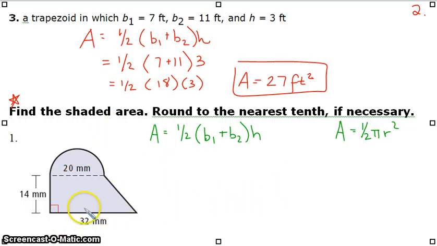Okay, so let's start with the trapezoid. I've got 1/2. It looks like my base here is 20 and my other base is 32. Again, a good idea to remember the bases. They're the two sides that are parallel.